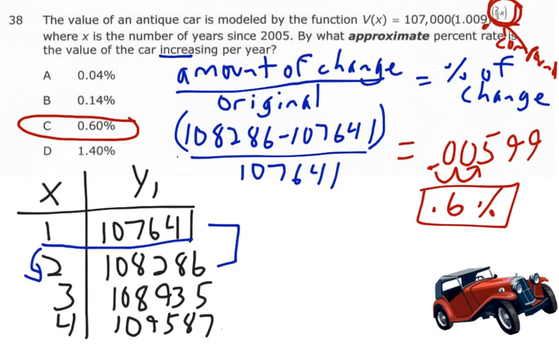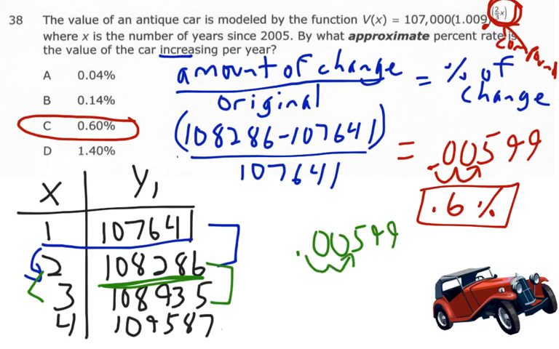And if you have extra time on the test, you can go back and just check from year 2 to 3. Do the amount of change, so that number minus that number, and then divide it by your original number, 108,286. I just did it in my calculator. I got the same thing, 0.00599, same thing we got before. So it should work for every one of those calculations.